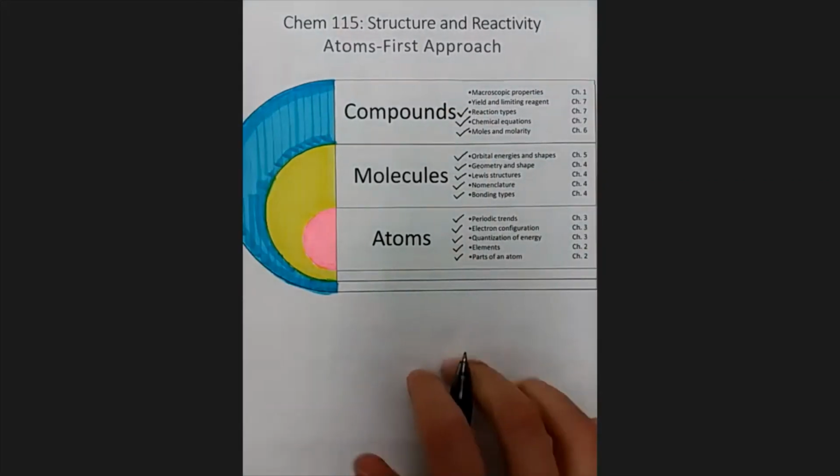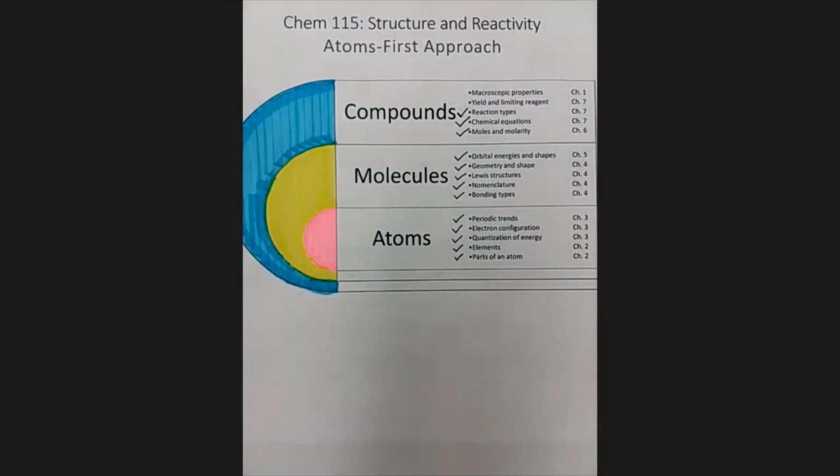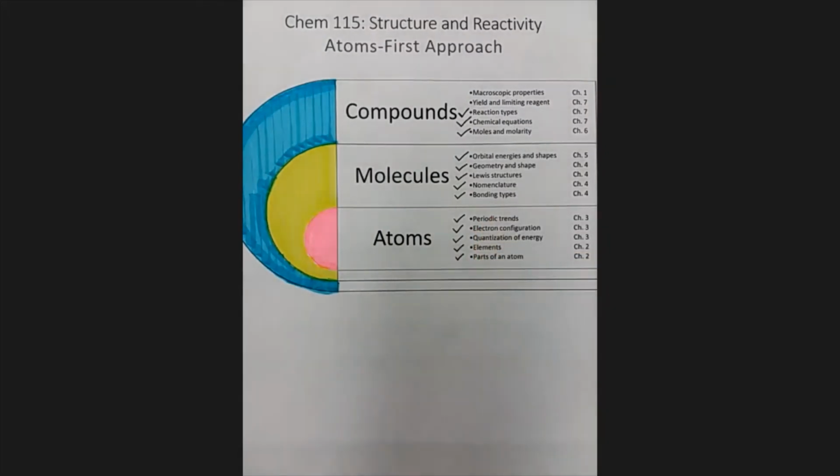So we are almost done learning about compounds. We have learned about moles and molarity, chemical equations and reaction types. All we have left are yield and limiting reagents and using that to describe macroscopic properties.